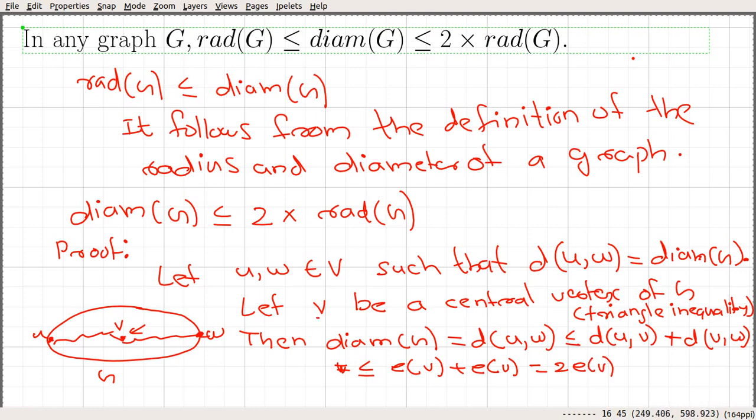And here we chose this vertex V in such a way that V is a central vertex of G. So that says the eccentricity of V will be equal to the radius of the graph by definition, since V is a central vertex. Okay, so that says this is nothing but 2 times the radius of G. Okay, and that's it, that's the proof.